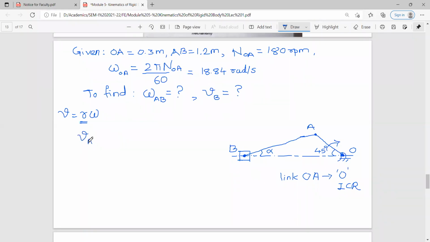Velocity of point A is equal to, okay. So what is the radius of point A? Point A का radius कितना है? OA is the radius, OA multiplied by angular velocity. Angular velocity of which link? कौन सा link का angular velocity लेना है? Angular velocity of AB connecting rod या फिर angular velocity of crank OA? Sir, OA. It is OA, because radius you have considered with respect to point O.